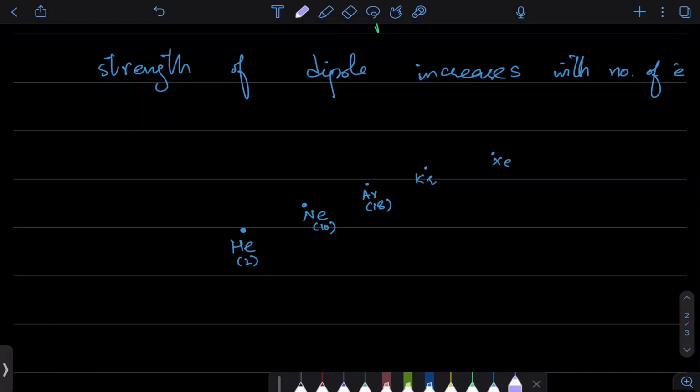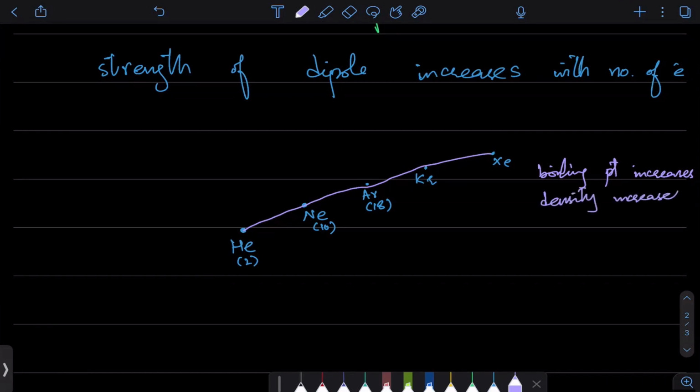So the dipole is going to be strengthened by having more and more electrons. So no wonder the strength of dipole increases, and so the strength of van der Waals forces increases. So the boiling point increases. Density increases because the molecules are being pulled more together. Sorry, these are not molecules, these are atoms.